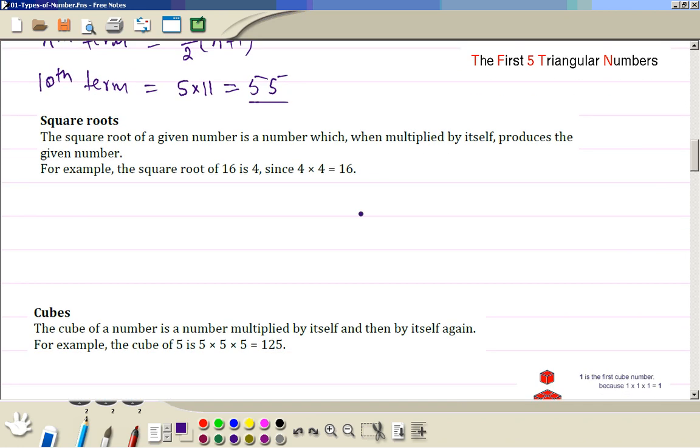Square roots, the reverse of square. So the square root of 25 is 5, the square root of 64 is 8, and so on.